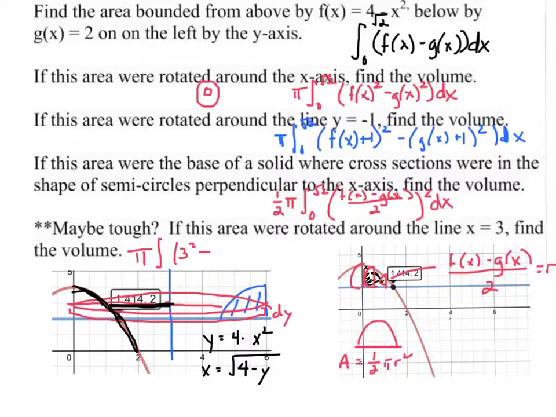Now, we're looking for the distance between 3 and that function. Remember, a function always tells us how far from the axis we are, so we'd have to do 3 minus the square root of 4 minus y, squared. So again, we'd have pi r squared minus pi r squared. The big radius is 3. The little radius is the difference between 3 and the function. And our bounds on this, well, it's in terms of y, so they would go from 2 to 4.